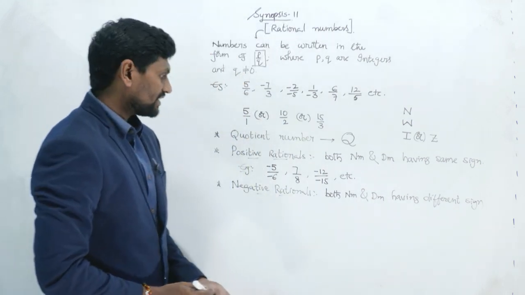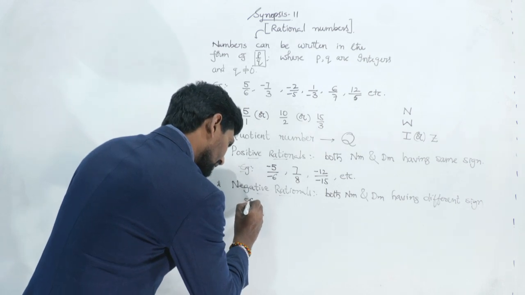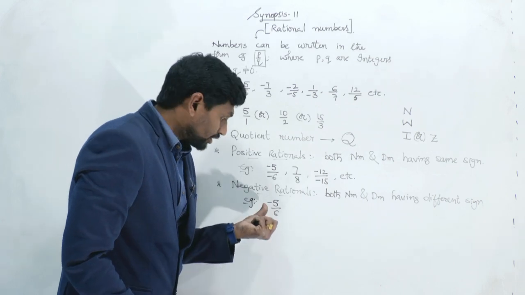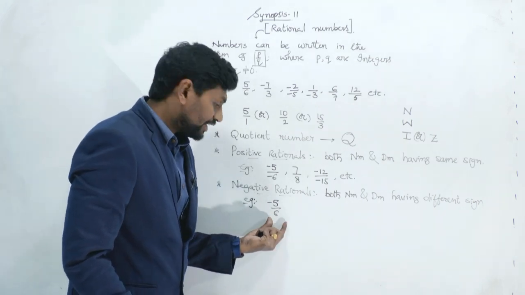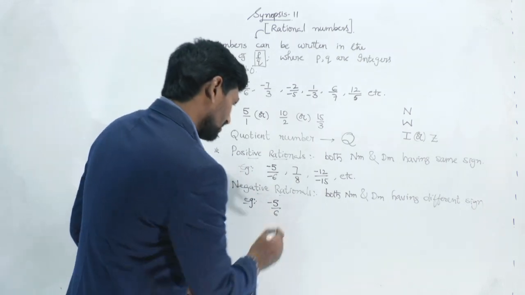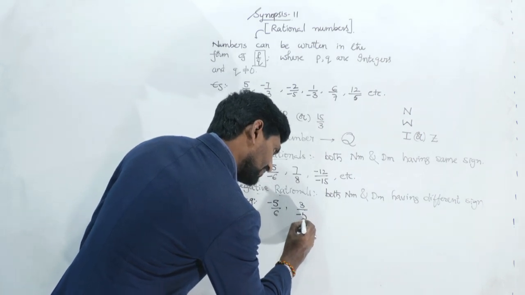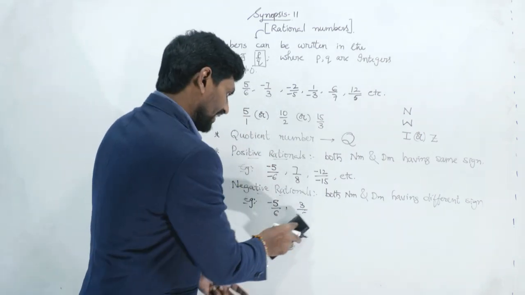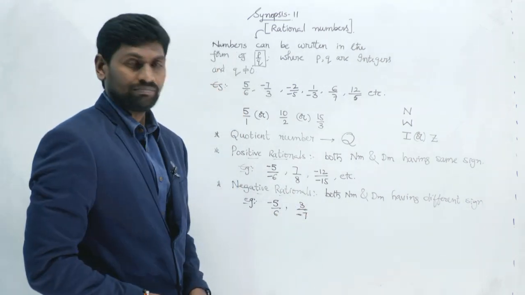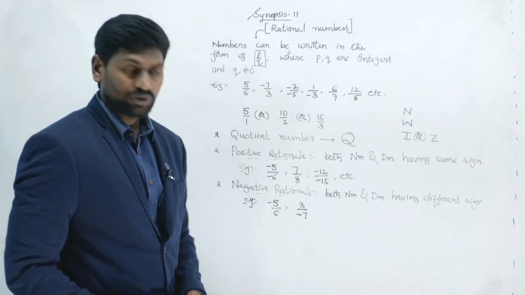So let us see some examples here. That is minus 5 by 6. Numerator has a negative sign, minus 5 is a negative integer, denominator is positive 6. So opposite sign, it is a negative rational number. In the same way, 3 by minus 5 or 3 by minus 7 is also a negative rational number. Numerator is positive, denominator is negative. So it is a negative rational number example.